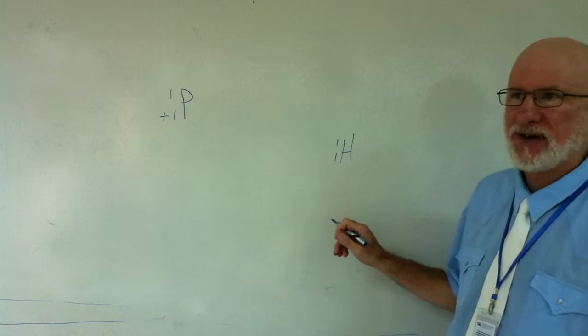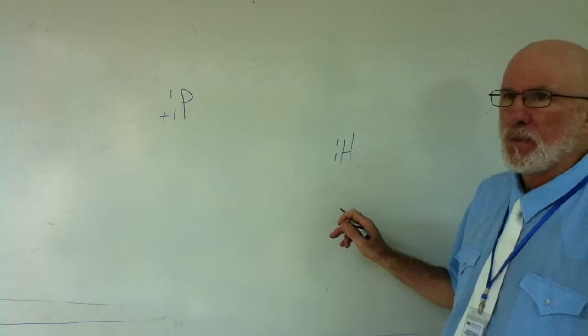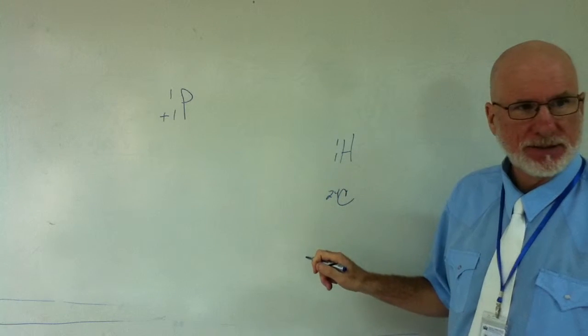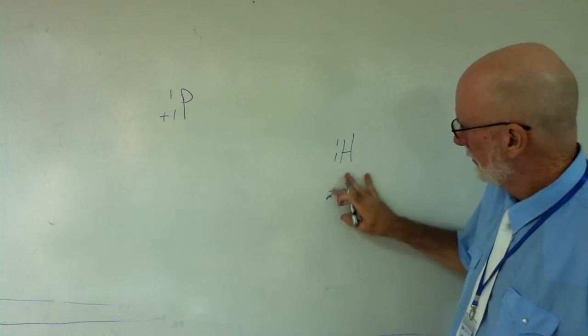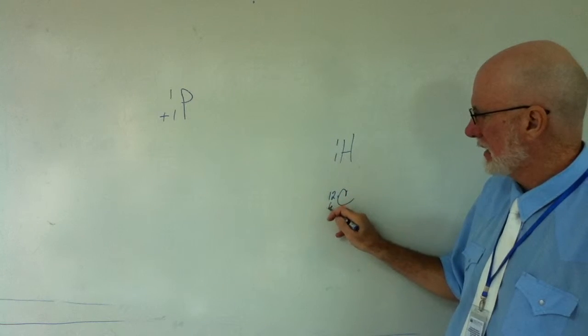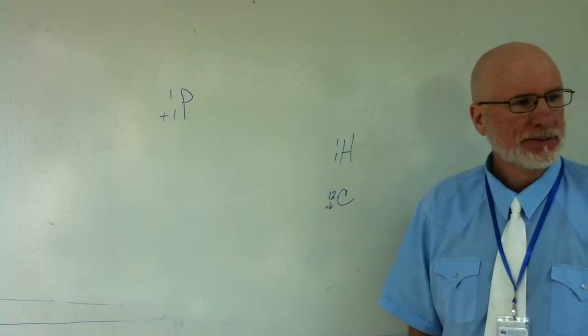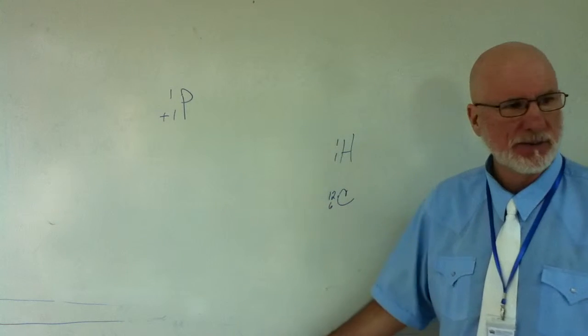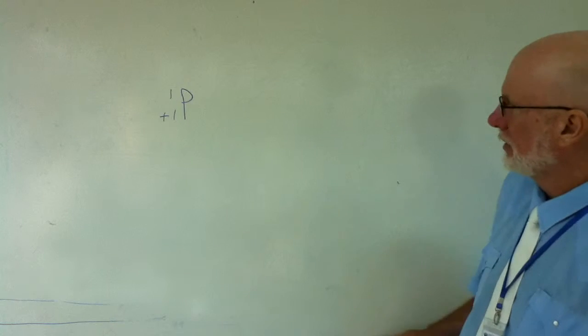So for instance, if I have carbon, 24 nucleons, 12 nucleons, and 6 protons. Do you get that? But we never do that. That's never done. Okay? All right?